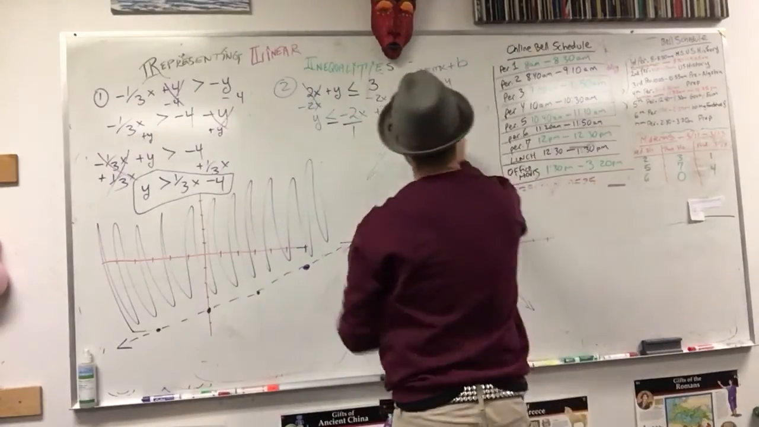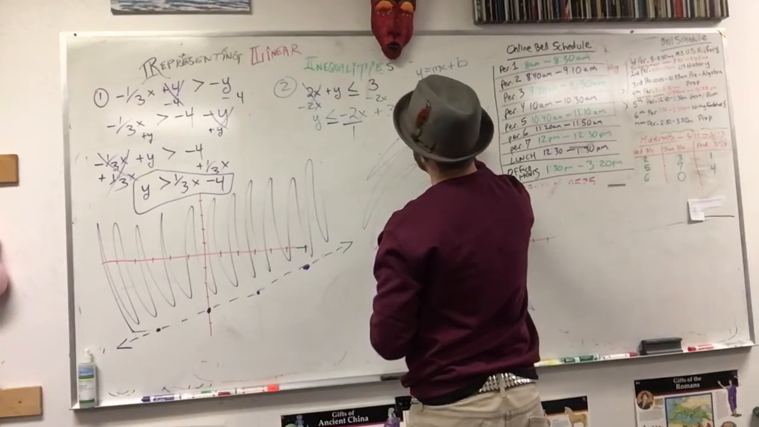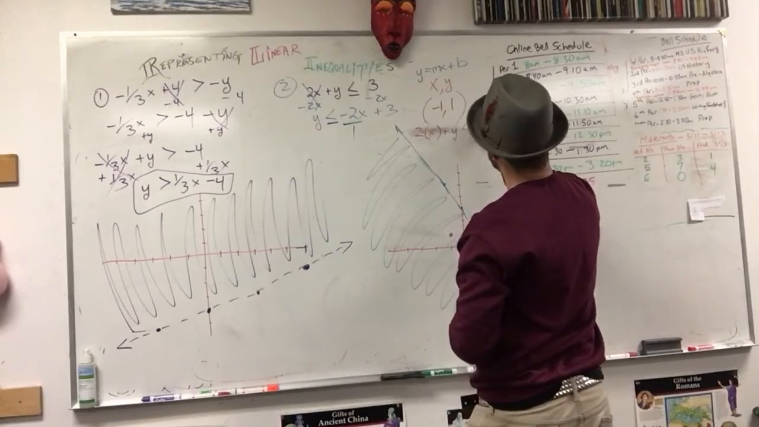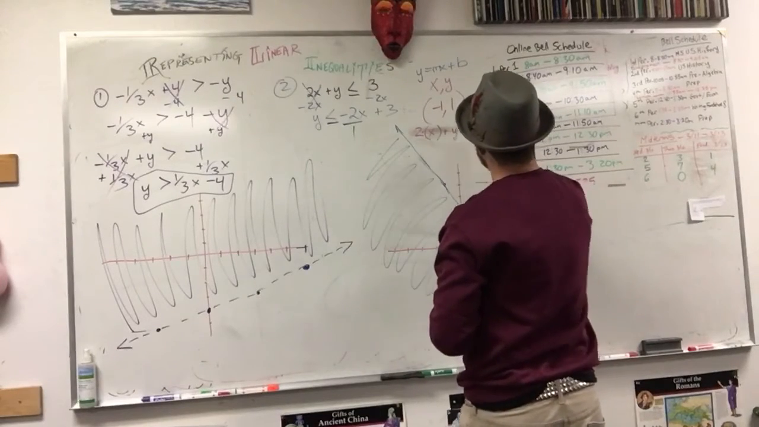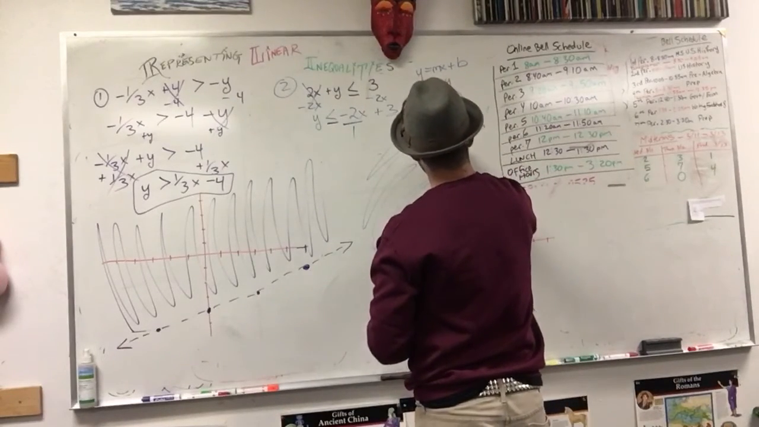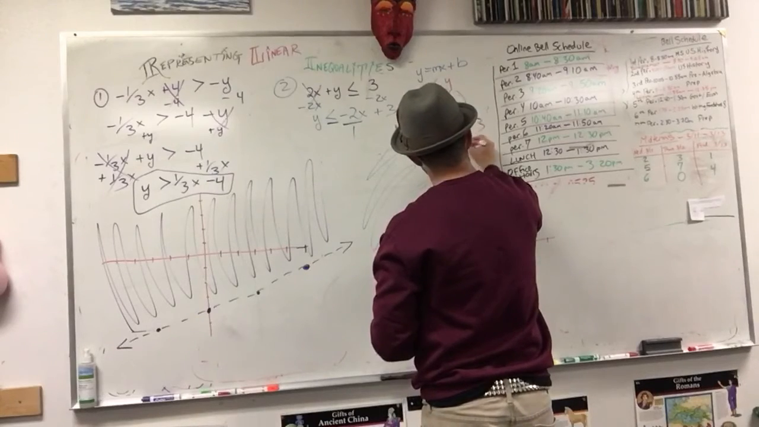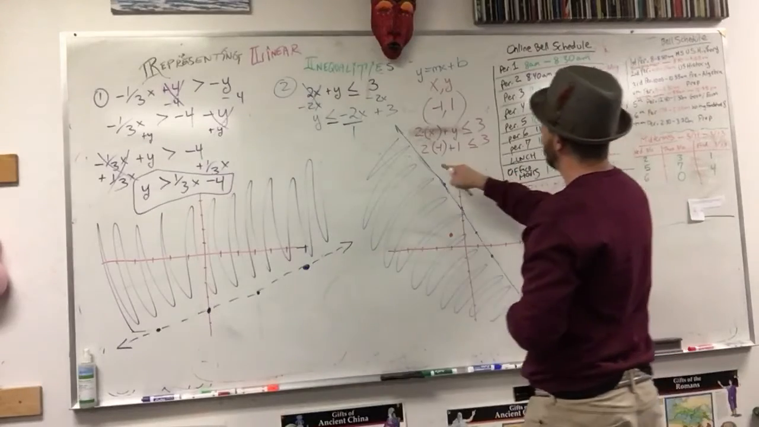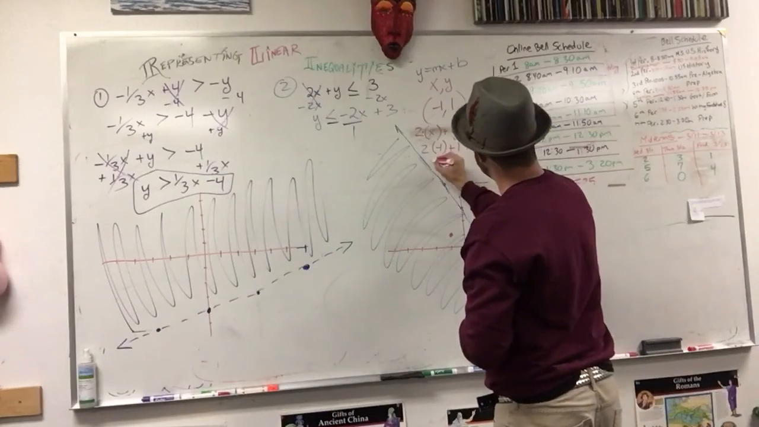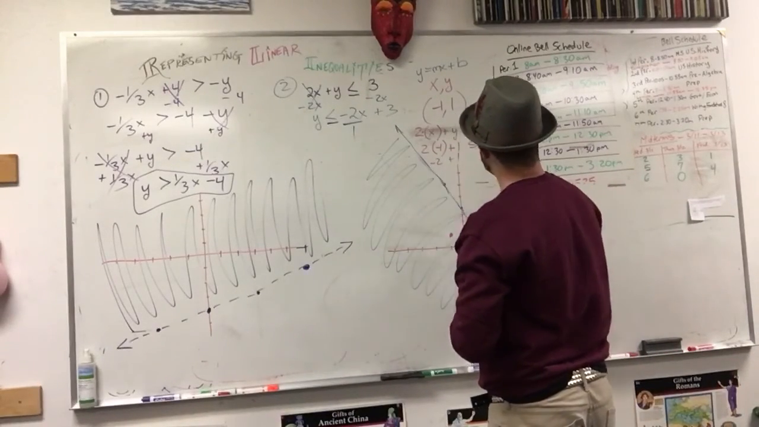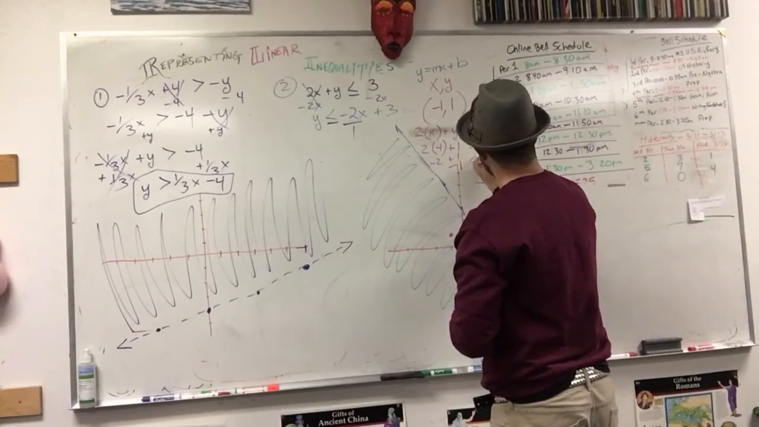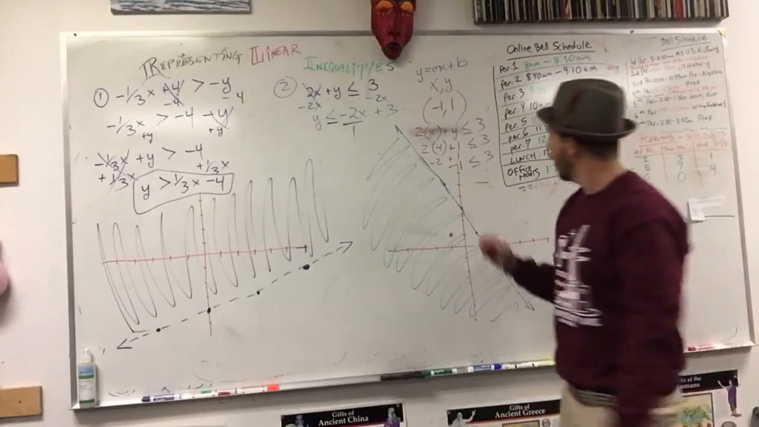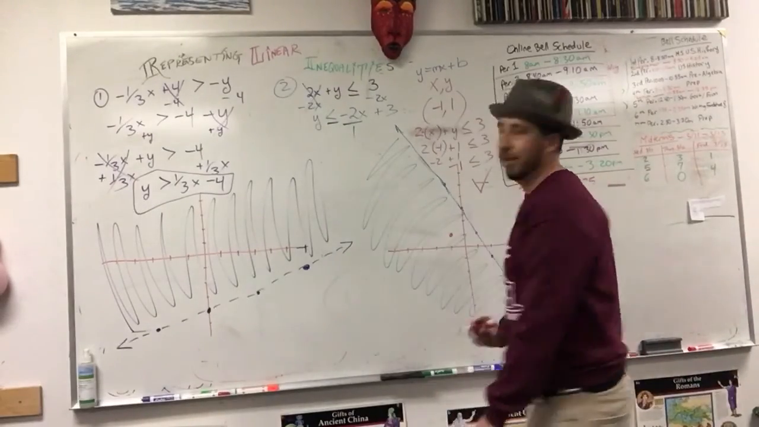So we're going to plug it back into our original inequality equation. So we're going to go 2 multiplied by -1 plus 1 should theoretically be less than or equal to 3. Let's see. 2 multiplied by -1 is -2 plus 1 is going to be -1. Is -1 less than or equal to 3? I think it is. Check.